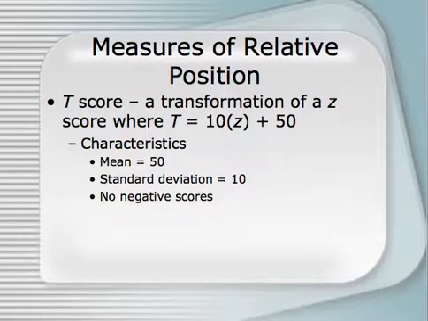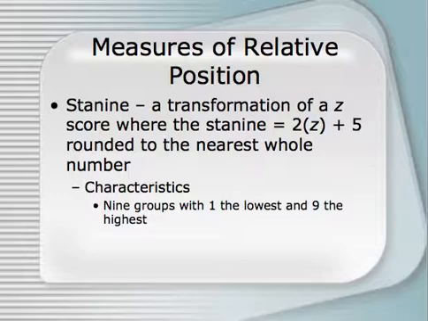A t-score might be used if you don't like negative scores, right? It's basically a transformation of z-scores to avoid negative scores, where the formula is t equals 10 times z-score plus 50. So the mean in this case is 50, the standard deviation is 10, and there are really no negative scores because you've converted the z-scores. A stanine is a transformation of a z-score again, where the stanine score is 2 times z-score plus 5, rounded to the nearest whole number. There are 9 groups, with 1 the lowest and 9 being the highest.